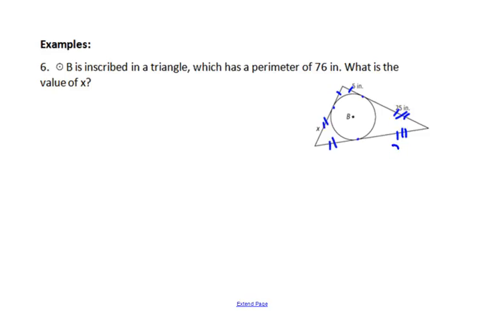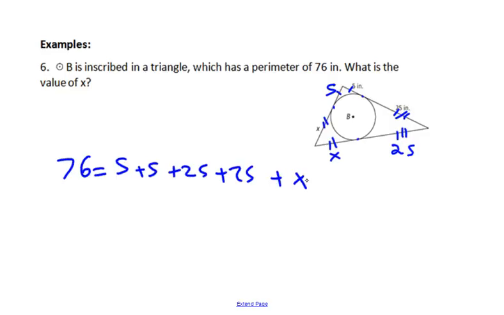So this part right here has to be 25. This part right here has to be x. And this part right here has to be 5. And the whole total perimeter is 76 inches, so let's just use that. So 76 equals 5 plus 5 plus 25 plus 25 plus x plus x.